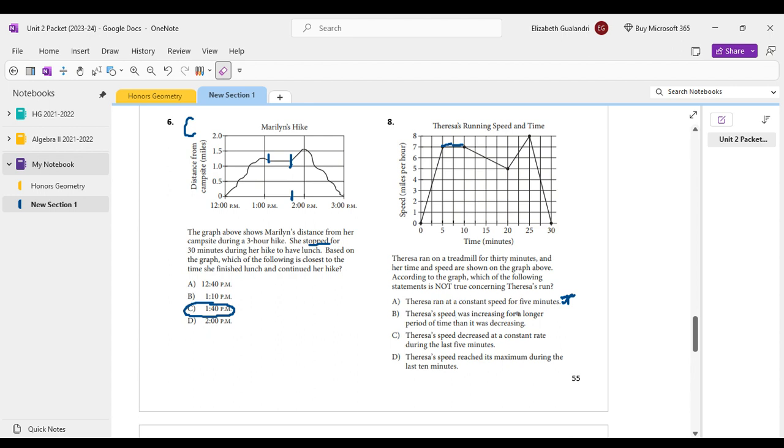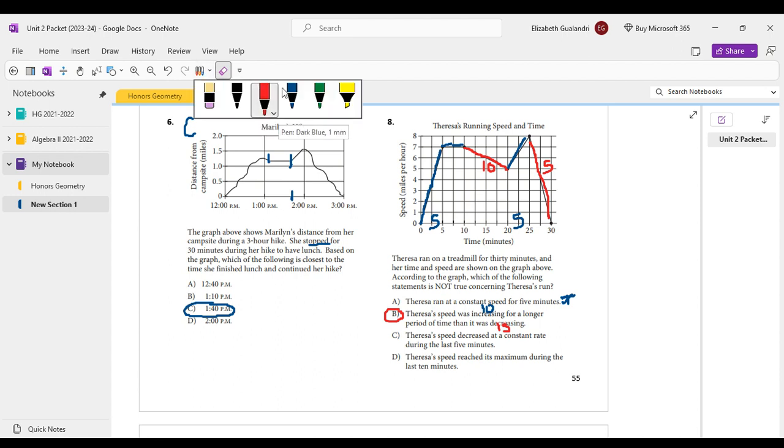Teresa's speed was increasing for a longer period of time than it was decreasing. So increasing speed 0 to 5 here, so there's 5 minutes of increasing. We also have increasing from here to here, which is another 5. So we're increasing for 10 minutes. Teresa's speed is decreasing right here from 10 to 20, so that's 10 minutes, and also decreasing here for another 5, so that's 15. So if we go back to that, Teresa's speed was increasing for a longer period of time than it was decreasing. That's not true, so I'm pretty sure that's the one.